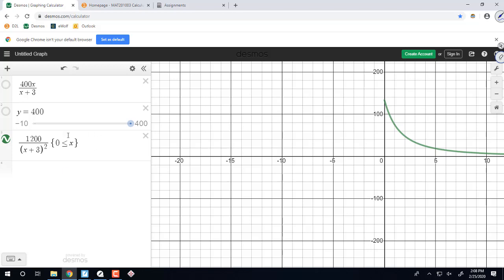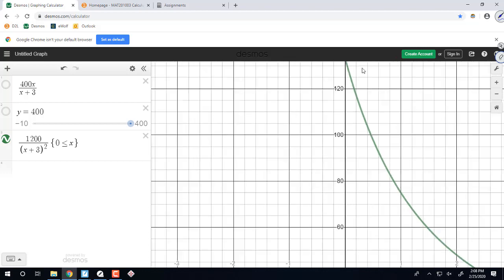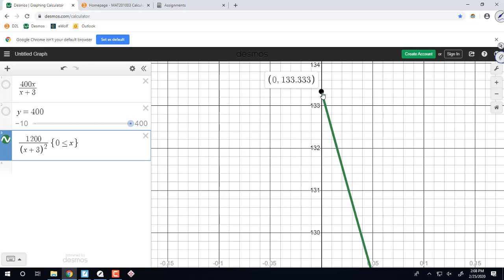Okay, so we're just concerned with t equals 0 and onward, so there's our graph. We can now locate a little bit easier the highest point here. So that's at t equals 0. That's when the growth rate, which is this function in green, is at maximum.